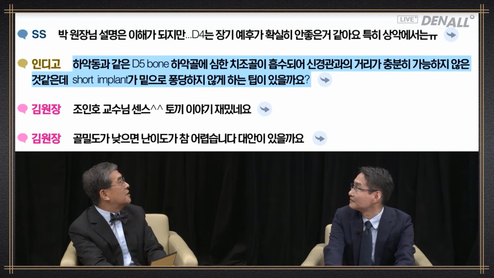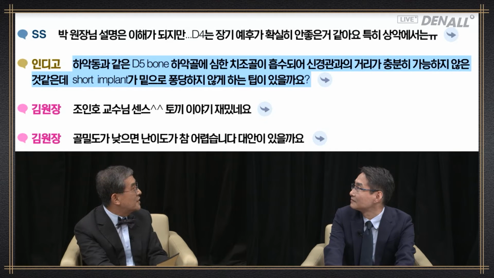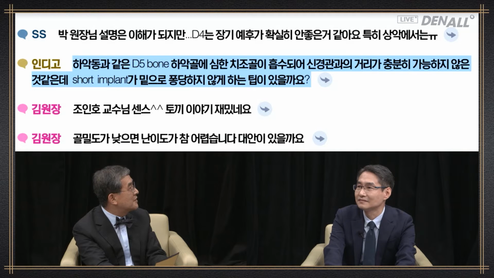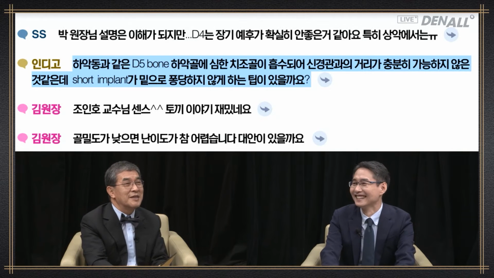In the mandible, if it is D5 bone and there is severe alveolar bone resorption and insufficient distance with the nerve canal, how can I prevent the short implant from falling in? How can we prevent it falling into the mandibular canal? Is there a tip?